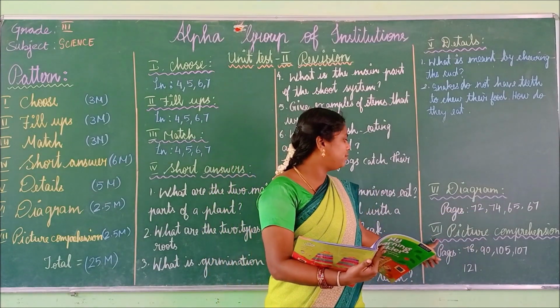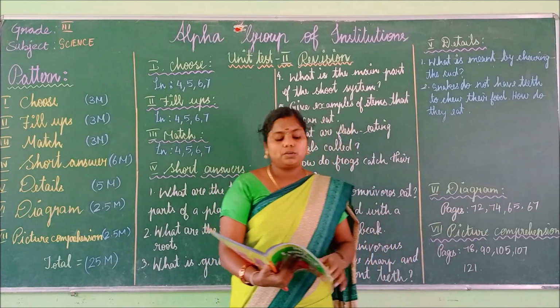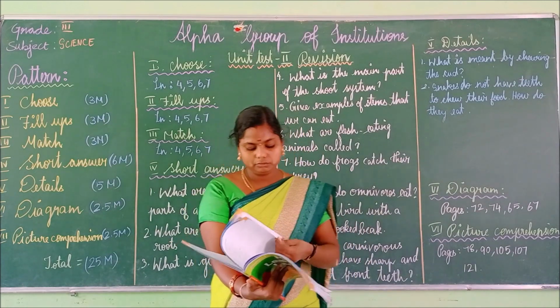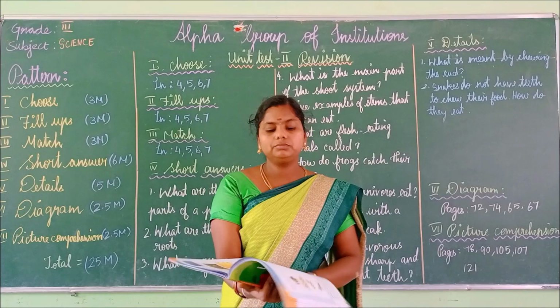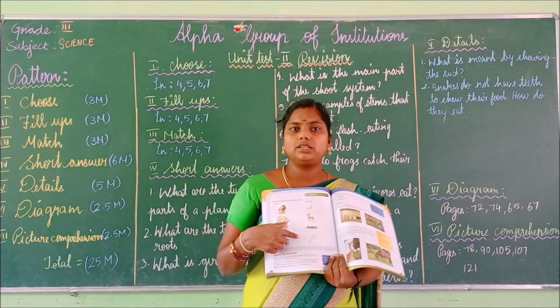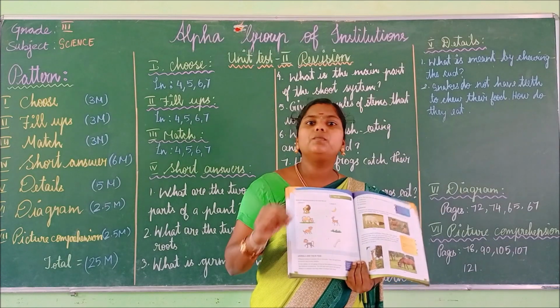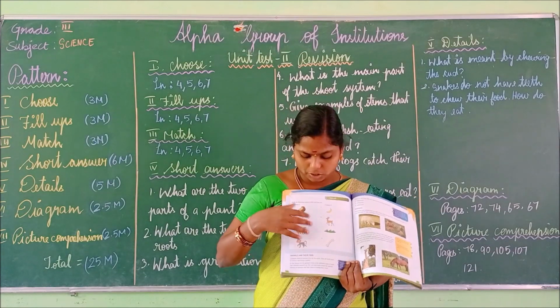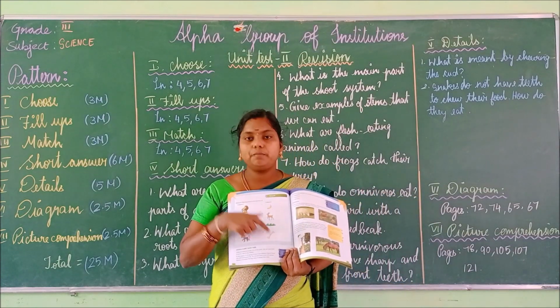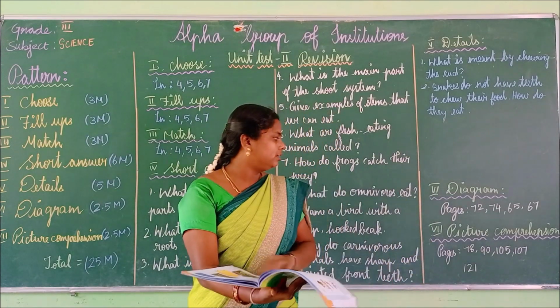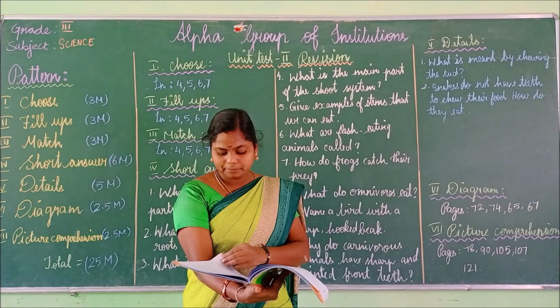And the next part, part 7, picture comprehension. Picture comprehension, page number 78. Can you see a picture here? As I said already, picture comprehension means I will give you pictures and there will be an activity. So here there is a picture. You have to match which kind of food which animal will eat.